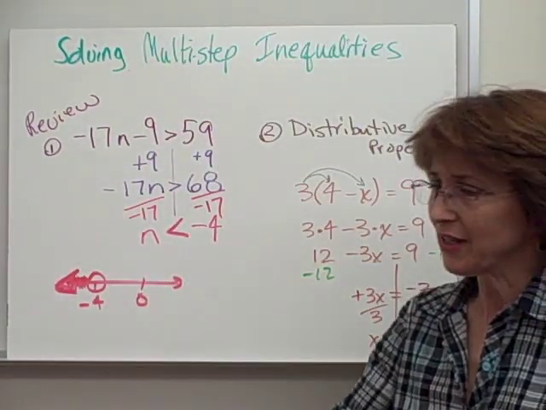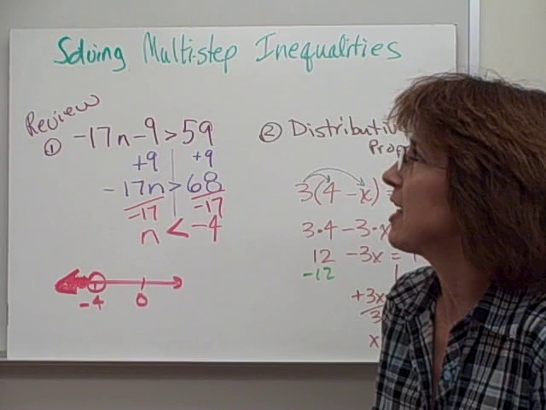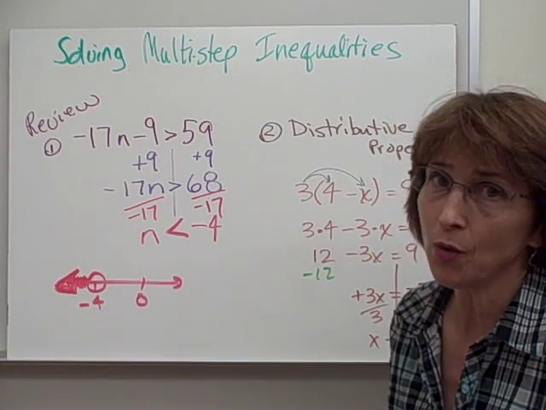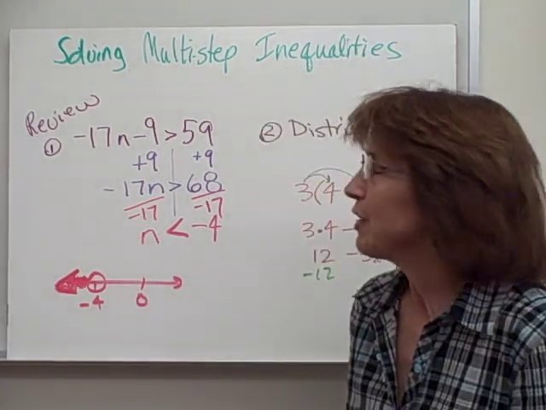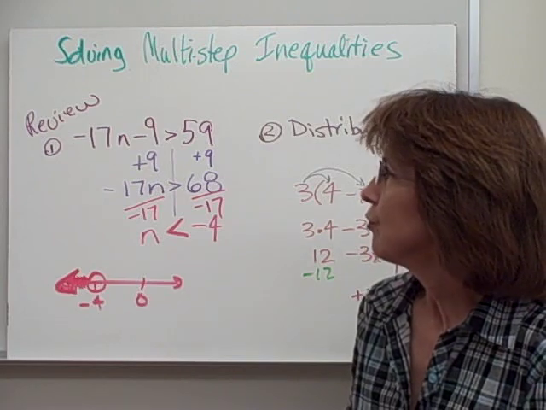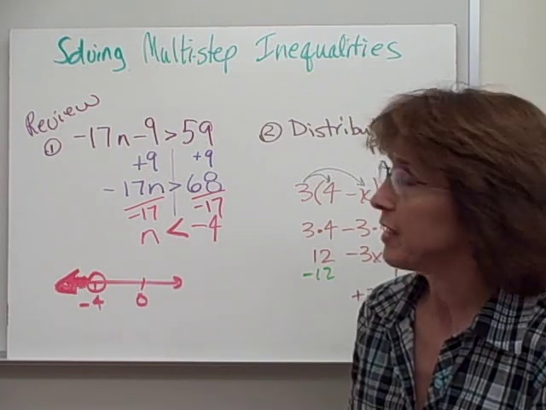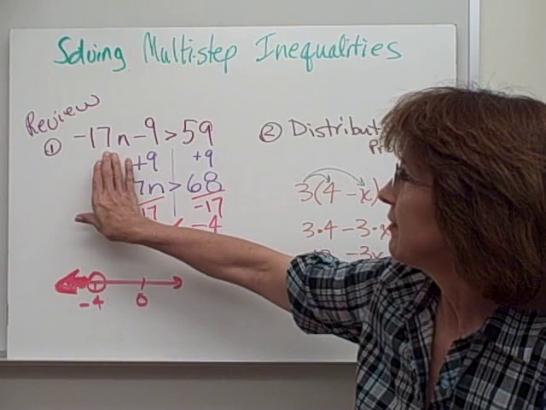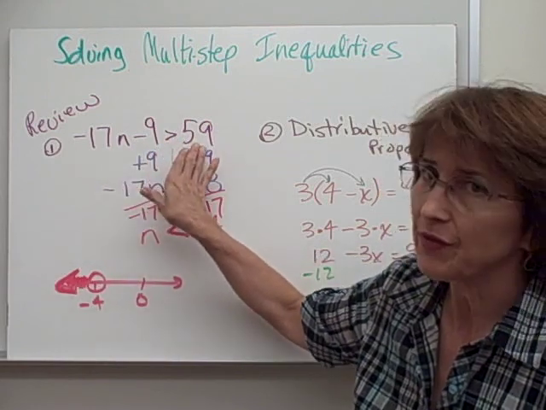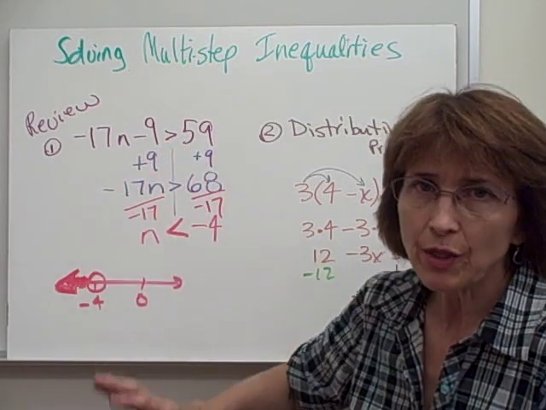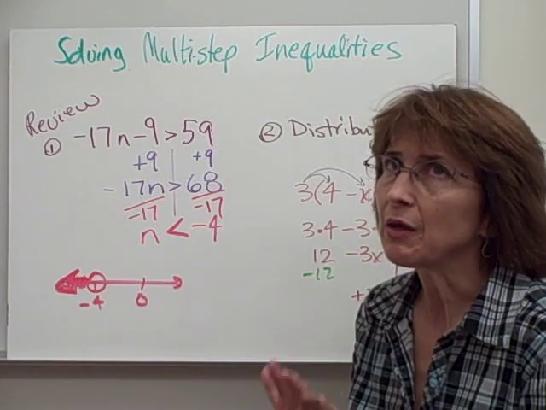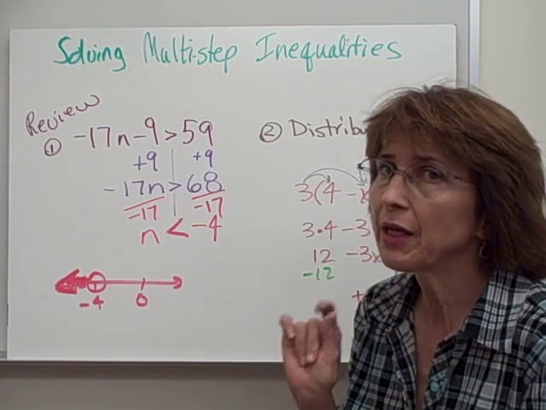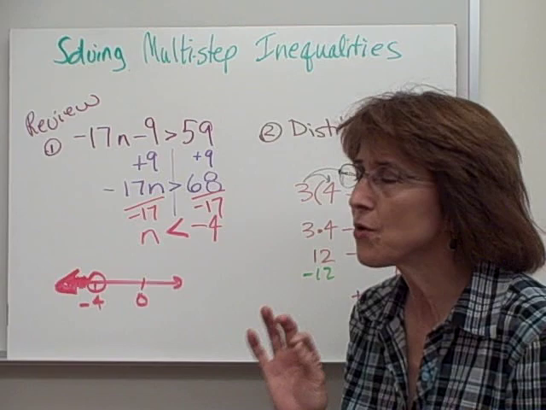Okay, well, here's another flipped lesson for us, and this time we're going to be solving multi-step inequalities, okay? So we're going to review first. We're going to do just a two-step inequality. The first one is negative 17n minus 9 is greater than 59. And we do it just like equations, and the only time that we change anything is when we're multiplying or dividing by a negative. So just remember that.